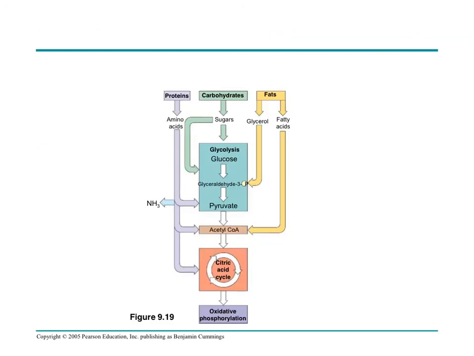So, all the food that you eat, you may think, what in the world do we do with proteins and fats? It is true that sometimes we break apart proteins into amino acids and use those as building blocks for other things, as well as for fats. But proteins, carbohydrates, and fats can all be used to make ATP.